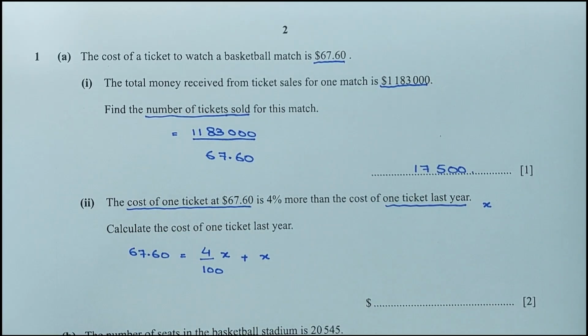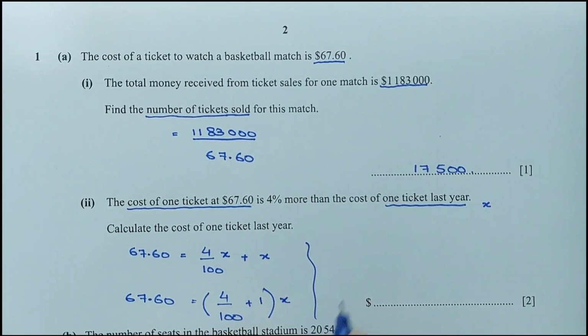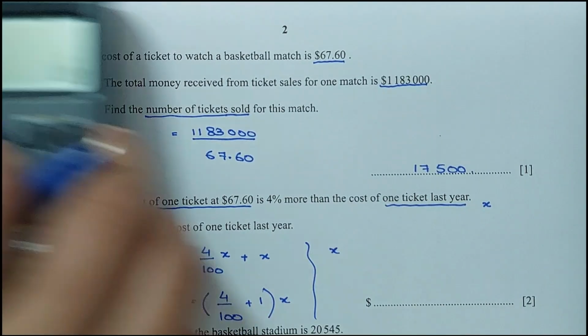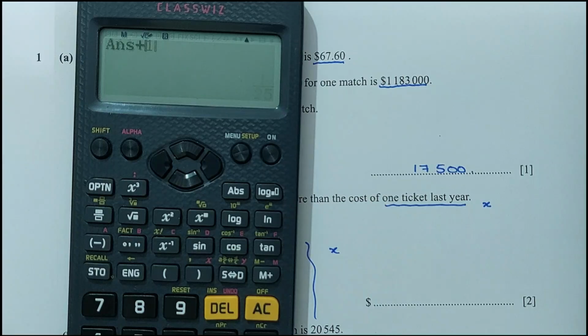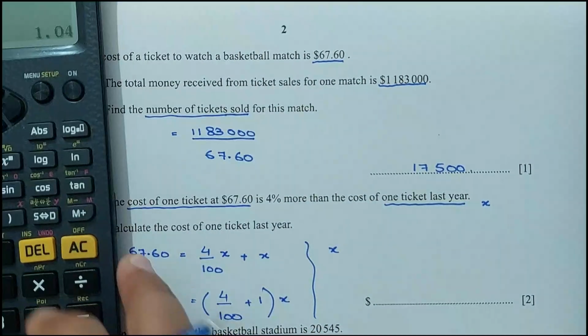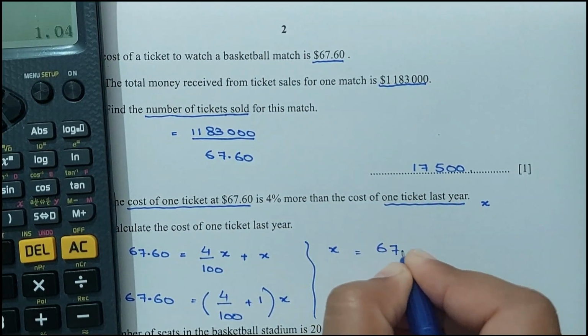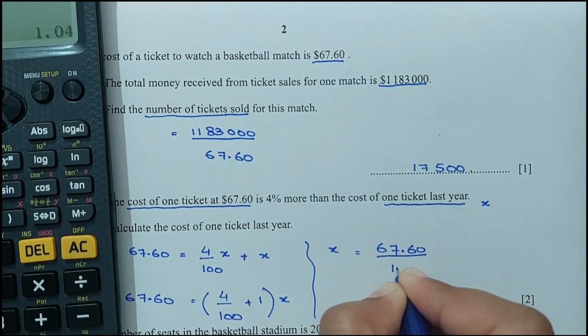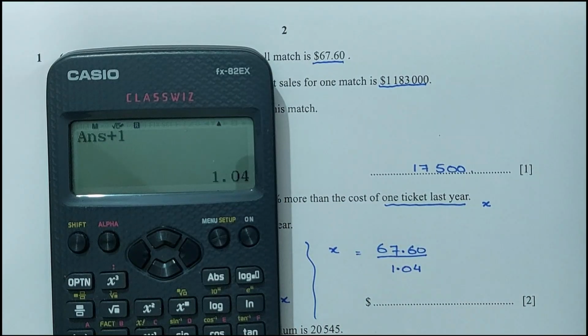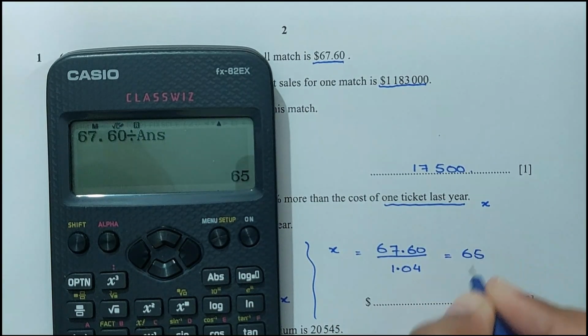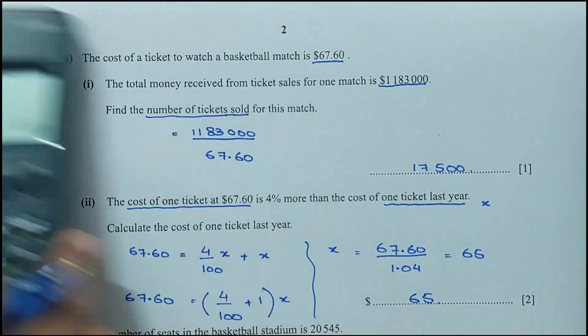Now let me find out the cost of one ticket last year, which is X. So 67.60 equals 4 over 100 plus 1, times X. So X is 67.60 divided by 1.04. 67.60 divided by 1.04 is $65. That was the price of the ticket last year.